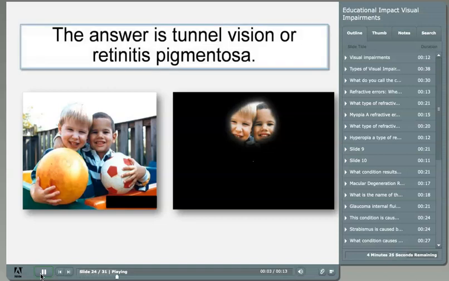The answer is tunnel vision, or retinitis pigmentosa. Obviously, it's like looking through a tunnel. You don't see things to the sides very well.